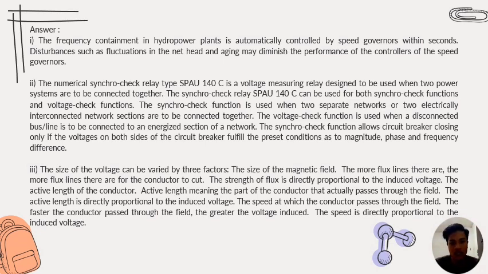Third, the size of voltage can be varied by three factors. The size of the magnetic field: the more flux lines there are for the conductor to cut, the strength of flux is directly proportional to the induced voltage. The active length of the conductor, active length meaning the part of the conductor actually passing through the field. The active length is directly proportional to the induced voltage.